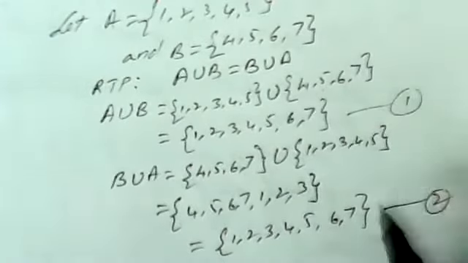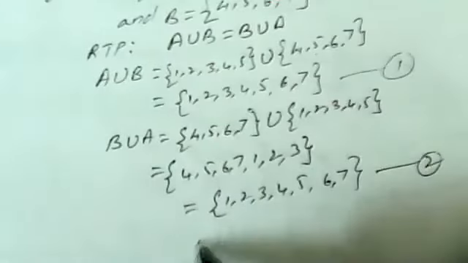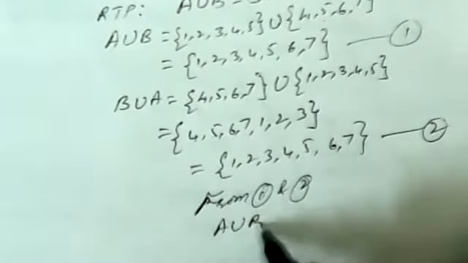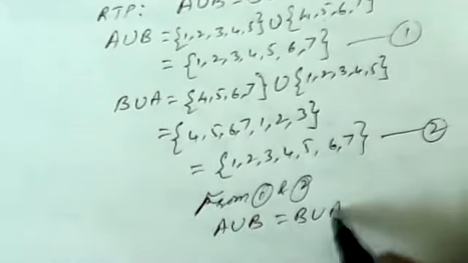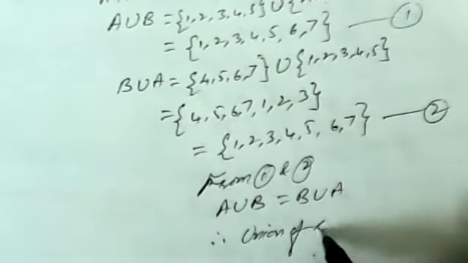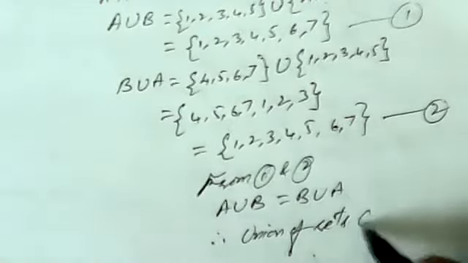So from 1 and 2, what we observe is that A union B is equal to B union A. Therefore, union of sets is commutative.